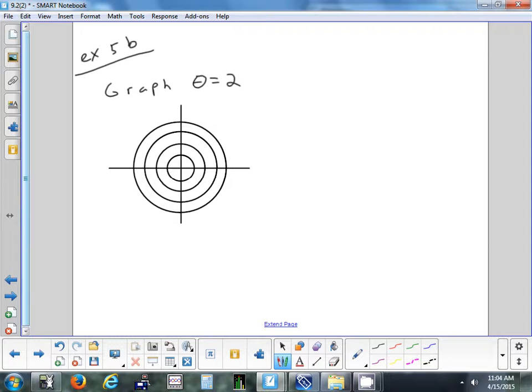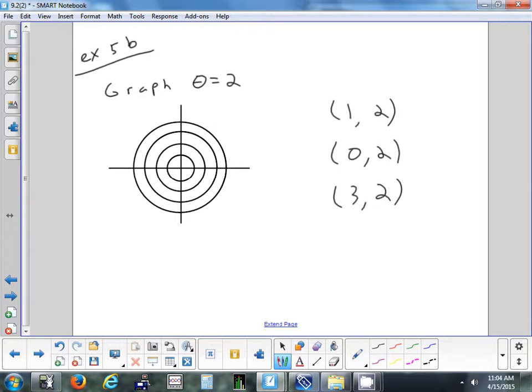So theta is 2. The radius can be anything you want, so just make up some points and graph them. Let the radius be 1. Let theta be 2. You can let the radius be 0 and theta be 2.